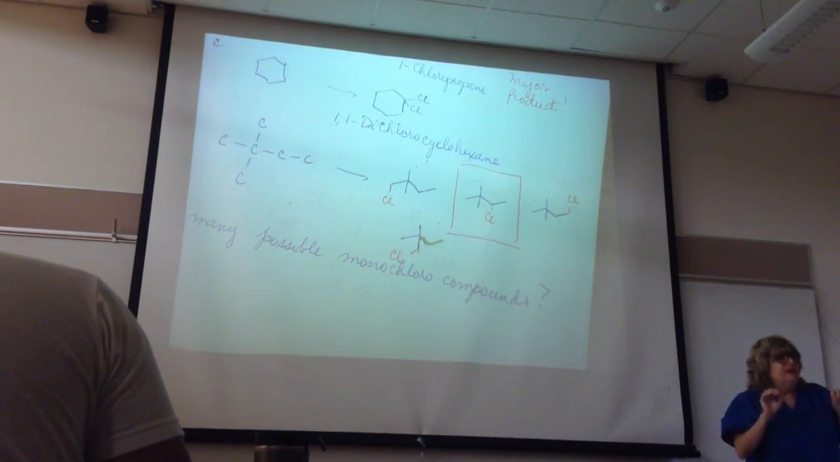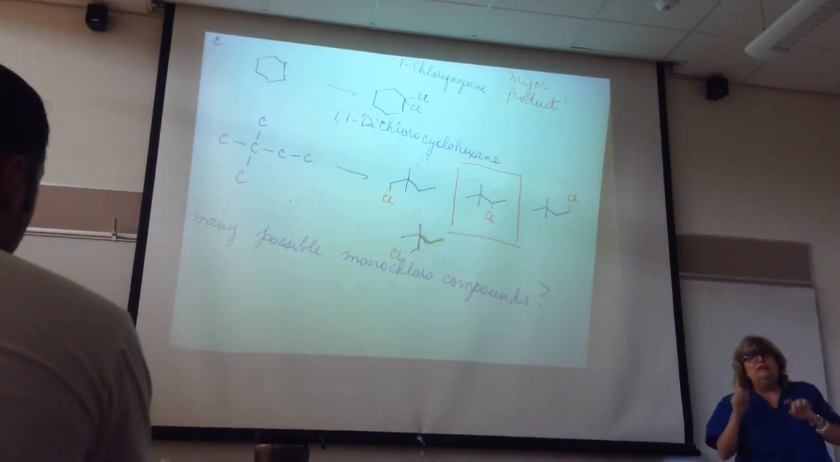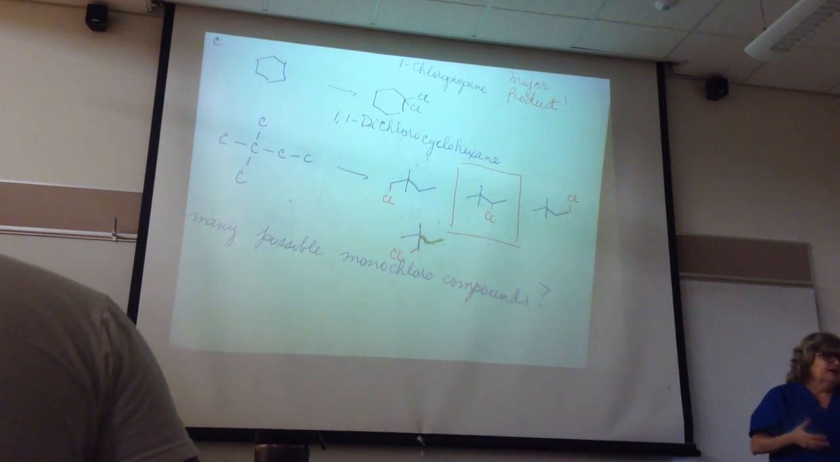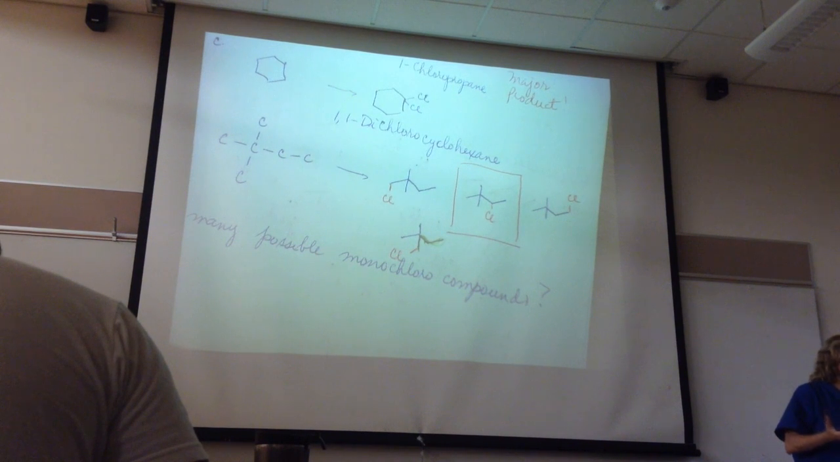Remember, the concept is not stable. The concept is the most stable intermediate. And the most stable intermediate is the one that would have the most substituted free radical. A tertiary radical is more stable than a secondary. So if you were able to come up with a tertiary, that's your major product, okay?